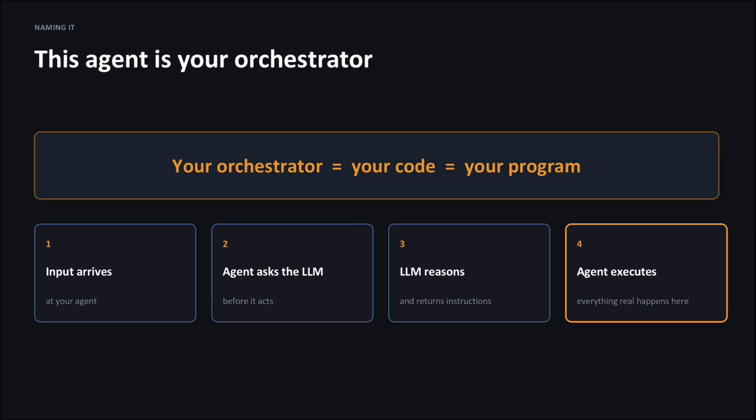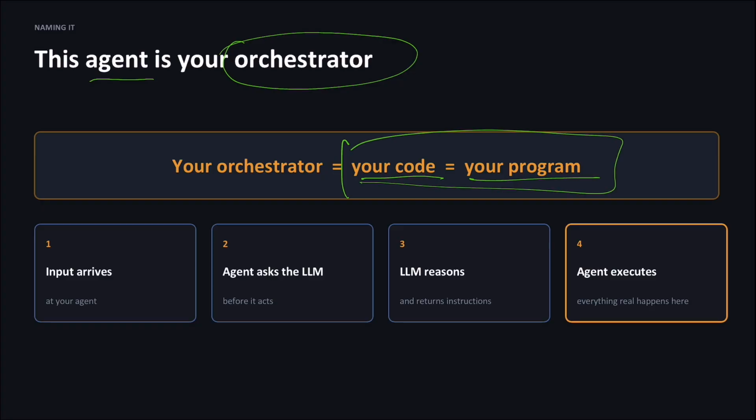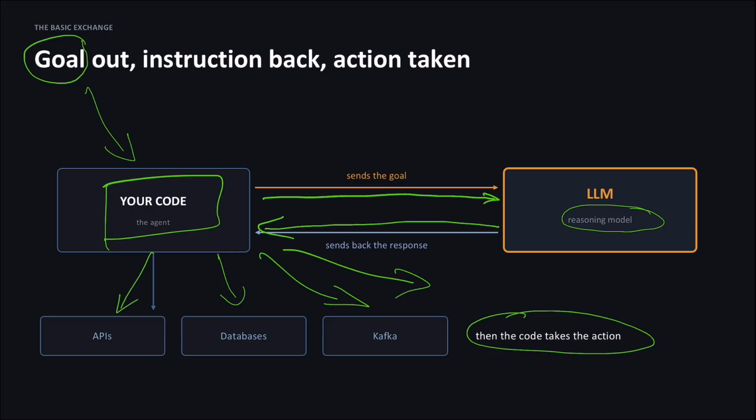So your agent in this case is nothing but your orchestrator. Your orchestrator is your code, your program which you have written. Okay, and you have married this orchestrator to your LLM. Again, the flow: your input arrives at your agent. Agent asks the LLM before it acts. LLM reasons and returns the instruction. Agent executes. Everything real happens over here. That means the execution part, as I told you, happens at the agent level.